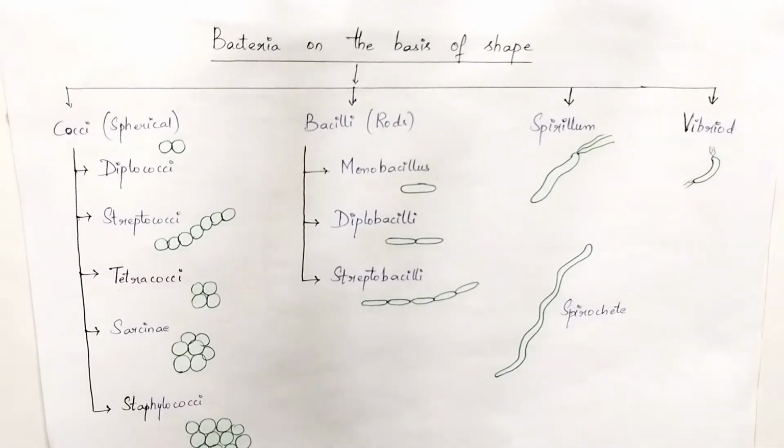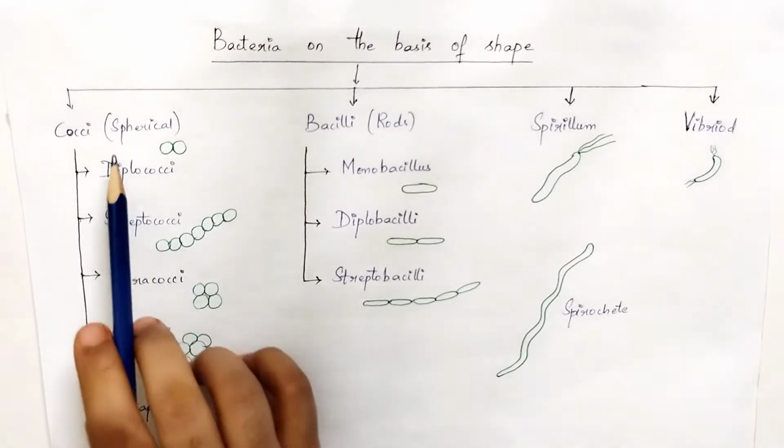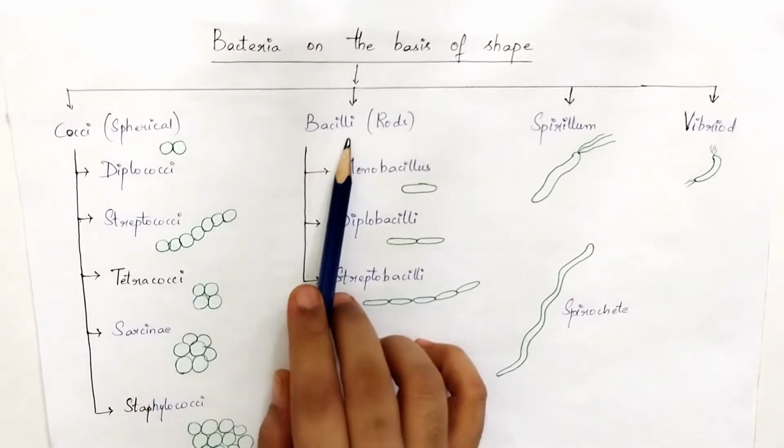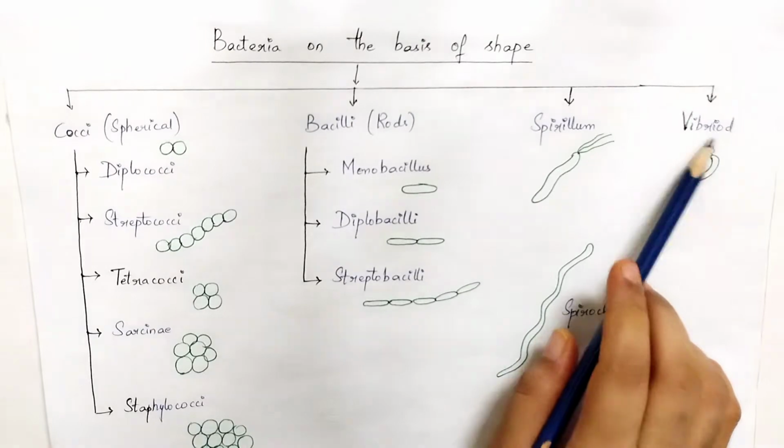Hello everyone, in today's class we'll study the classification of bacteria based on their shape. Basically, bacteria are grouped under 4 different categories: cocci, bacilli, spirillum and vibrioid.